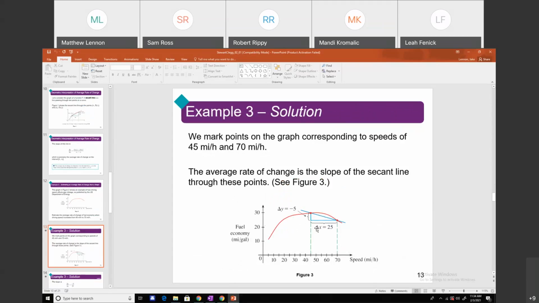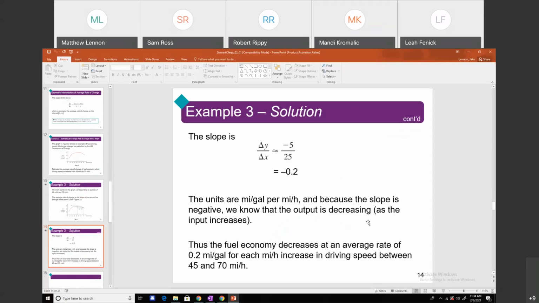But the 25 we know for sure because they give us the x values 45 and 70. So if you do 70 minus 45, you get exactly 25. So our delta x is pretty precise. Our delta y is estimated using the graph. And so they get the slope negative 5 over 25. And then here they talk about the units.